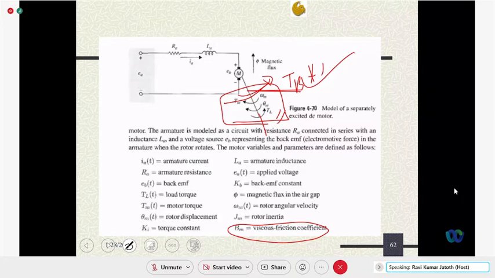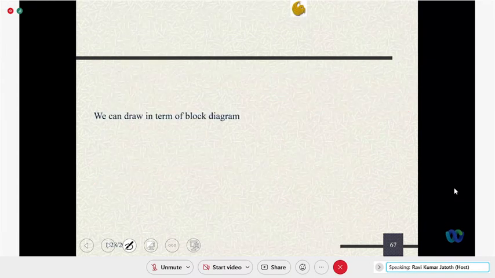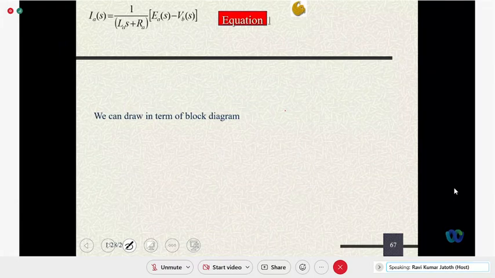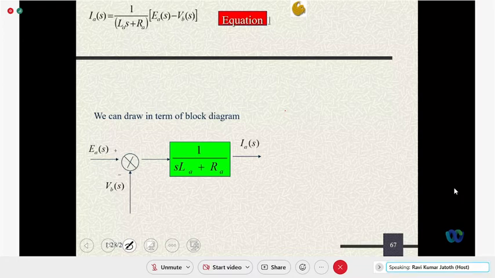Now we write this in the form of a cause and effect relationship. This is the first equation: output is armature current, input is voltage. There is another voltage, the back EMF, so EA of s minus VB of s means I need a subtractor. So EA minus VB is the input and the output is IA of s. How is this related? 1 by (La s plus Ra). This point is clear.